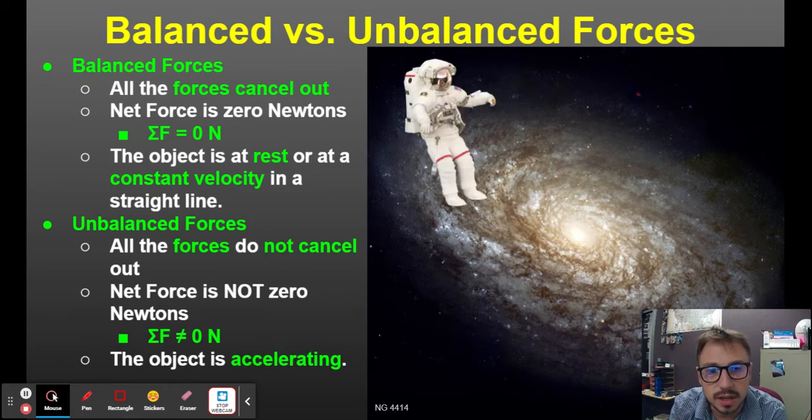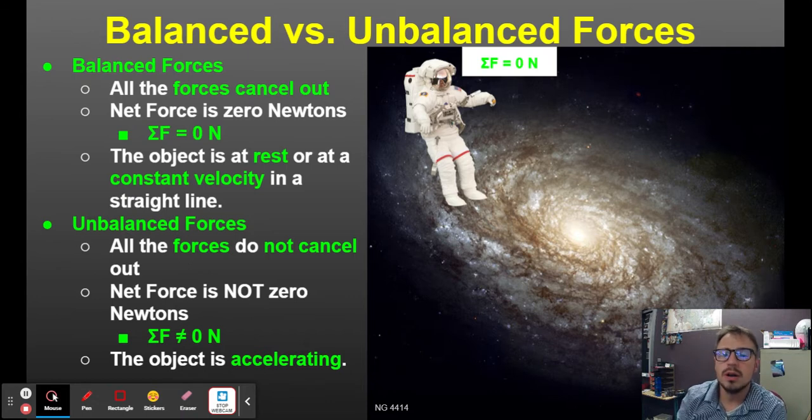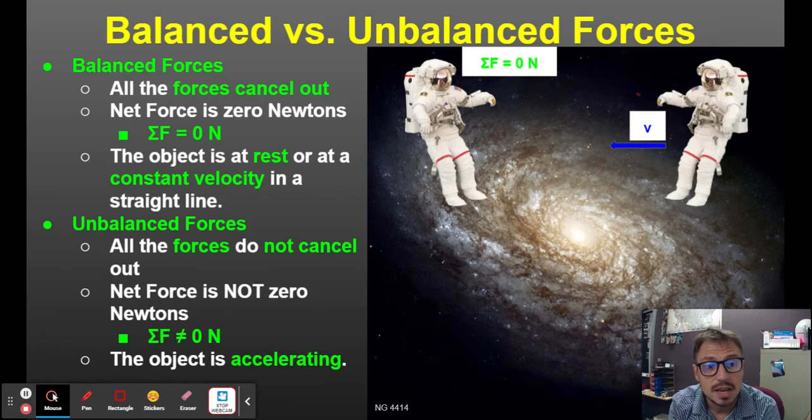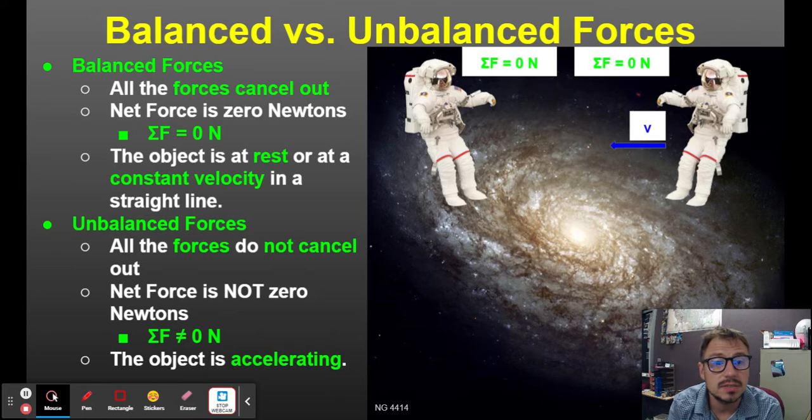So think about it this way. Let's just say there's an astronaut in space, far enough away from anything that we can negate any gravitational pull. So we can say that the net force acting on this astronaut is 0 newtons. Now let's say another astronaut is passing by, traveling at a constant velocity. The net force is still going to be 0 newtons on this astronaut. There's no forces acting on it.